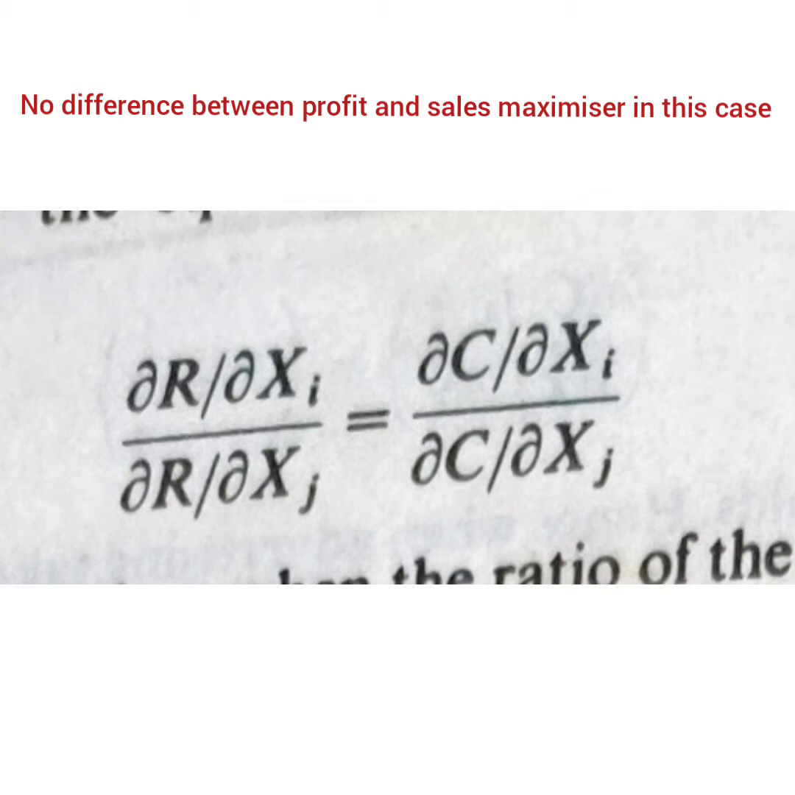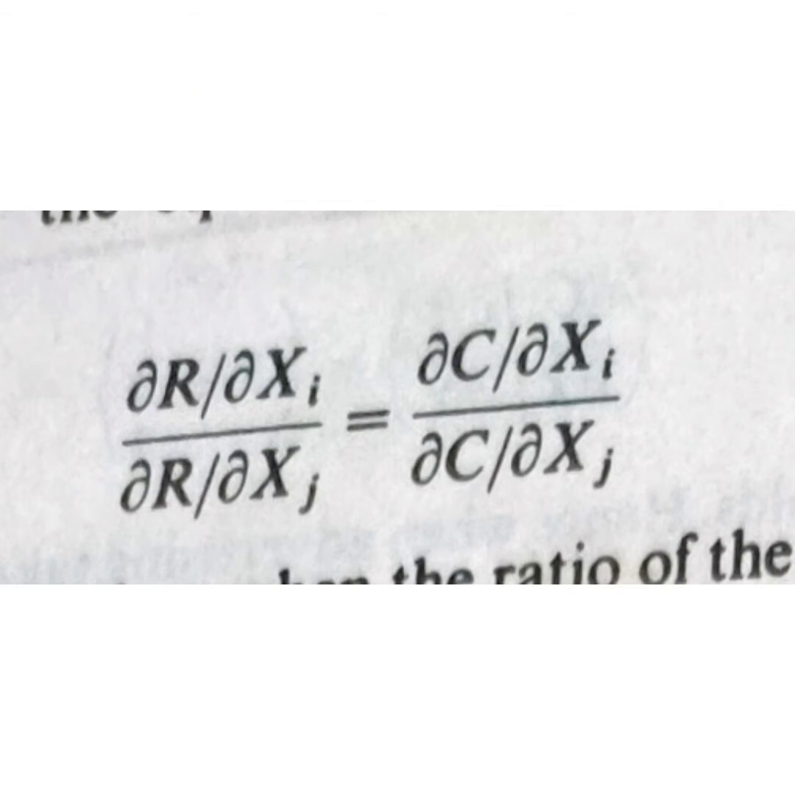So for that we are using the equation ∂R/∂Xi divided by ∂R/∂Xj is equal to ∂C/∂Xi divided by ∂C/∂Xj. So the meaning is that the firm is in equilibrium when the ratio of marginal revenue from any two commodities, here the commodities are I and J, is equal to the ratio of the marginal costs. When the revenue is equal to the cost, the firm is said to be at equilibrium. The same thing can be elaborated with the help of a diagram in which we use the iso-revenue curve and the product transformation curve.